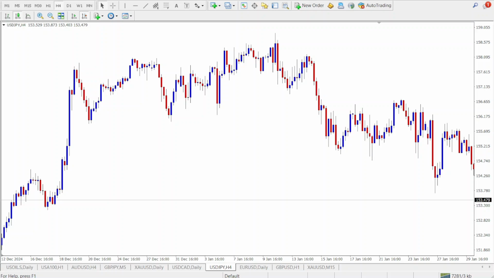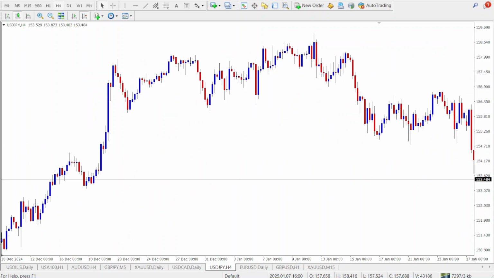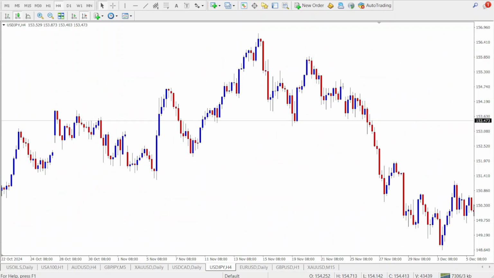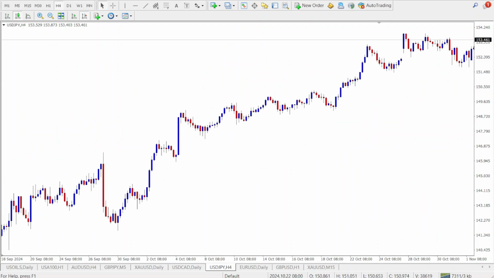First of all, let us define what double tops and double bottoms actually are. Now, these are trend reversal patterns that signal a potential shift in price direction.